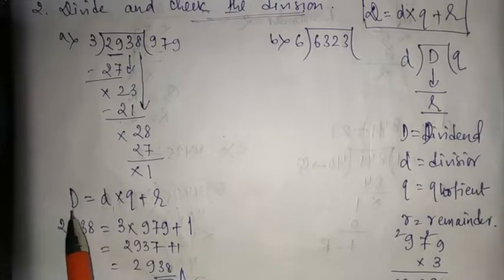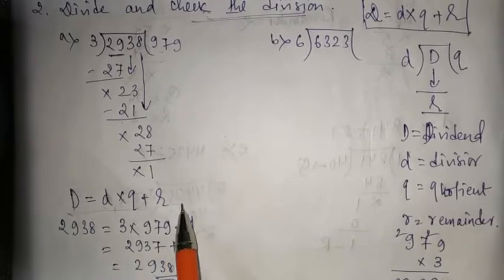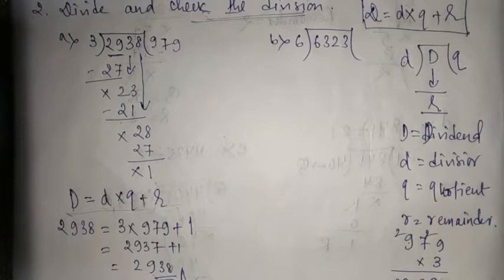Cross-check also. You have to check the division, no? So you have cross-checked with this formula: dividend equals divisor into quotient plus remainder. This should be in your mouth whenever I ask. You should repeatedly answer me at the proper time.